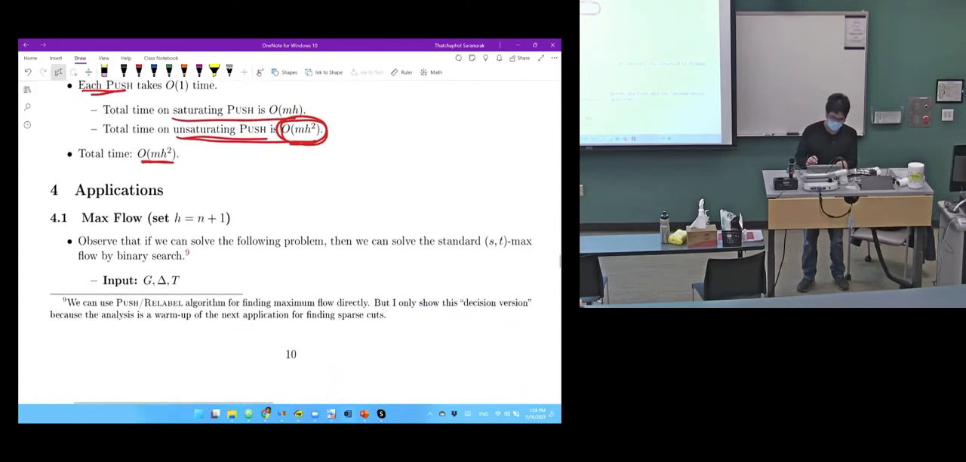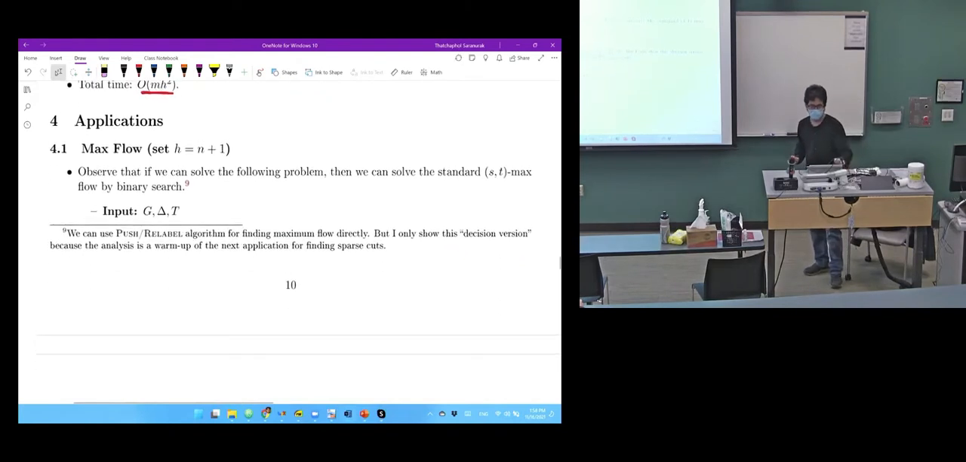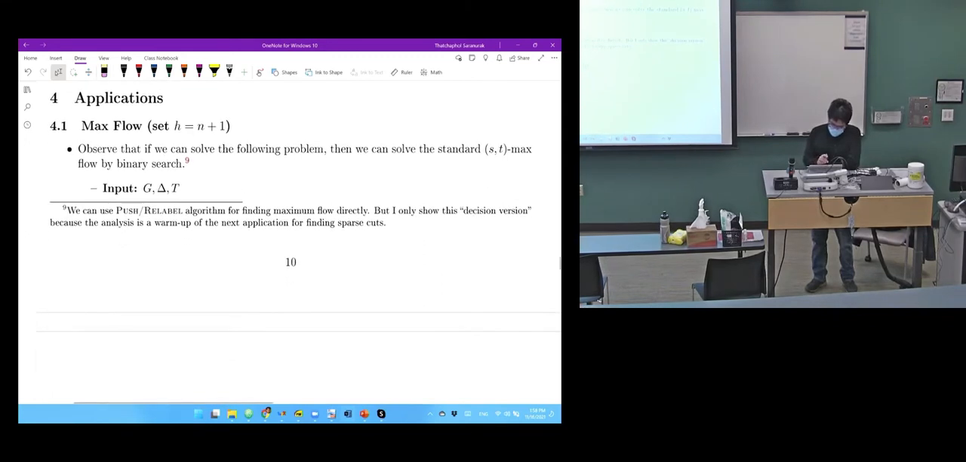Now we have seen how, given any valid state, you can make it a valid solution. So let's see an application of this. One is MaxFlow. What I will state as a problem will not be exactly MaxFlow, but if you can solve the following problem, you can solve MaxFlow using some binary search. The problem is here.